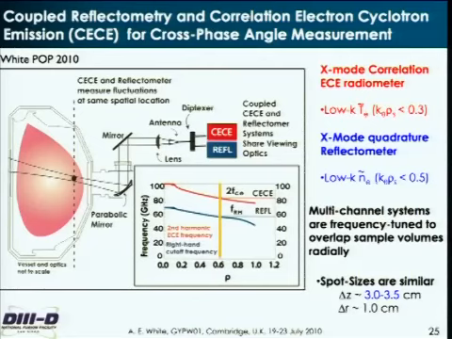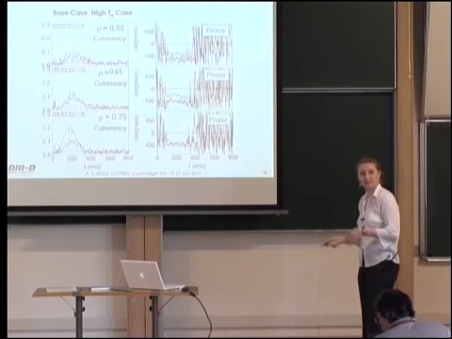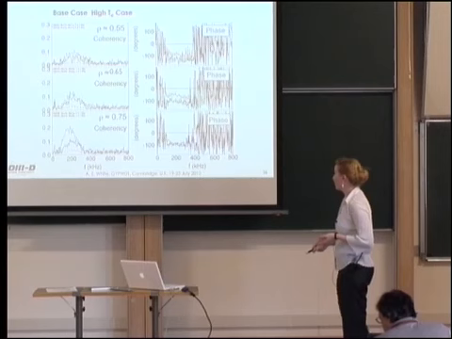And so here are the actual measurements from the experiment shown at 3 different radial locations, rho 0.55, 0.65, and 0.75. Plotted here are the coherency between the density and the temperature fluctuations and the cross phase angle. At the 2 innermost radial locations, we do find that the cross phase is reduced from the base case shown in black to a much smaller phase angle in the high TE cases shown in red.